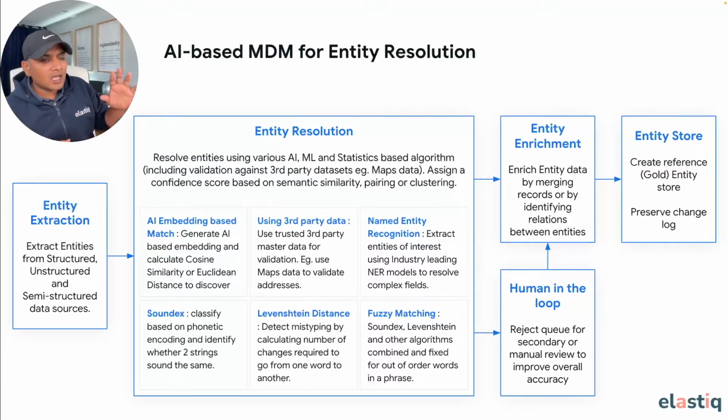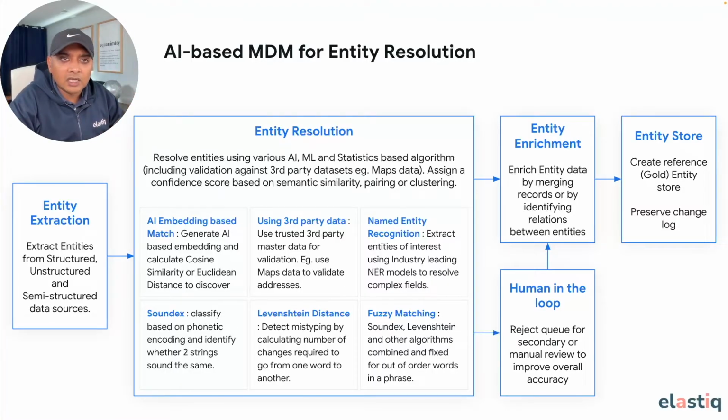We might use AI embedding-based matching, where we use a Gen AI model to generate embeddings on specific fields and then try to find the semantic similarity between those entities. Or we might use third-party data. For example, for address resolution, we might use maps data to master a particular record against the standardized record and then try to do address matching or entity matching. We might do named entity recognition.